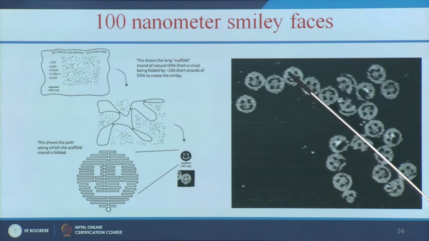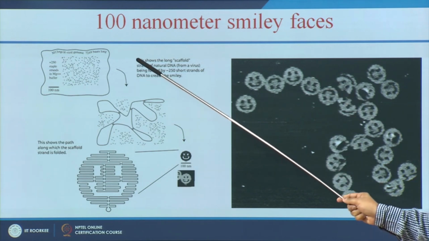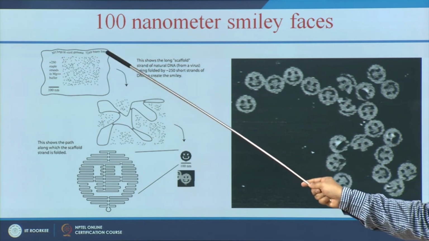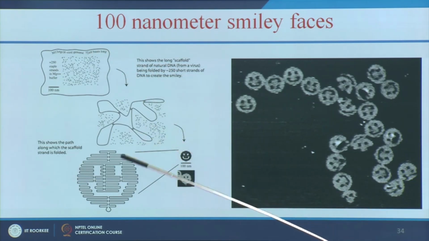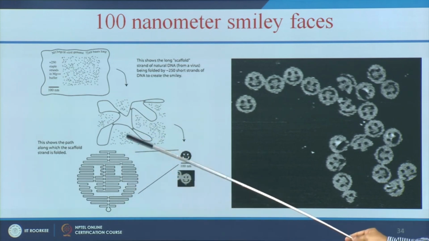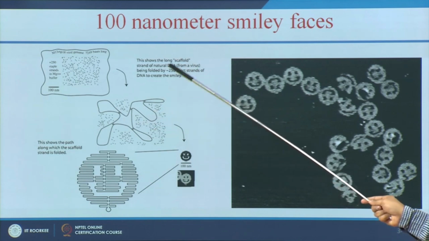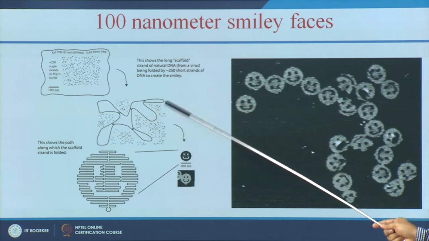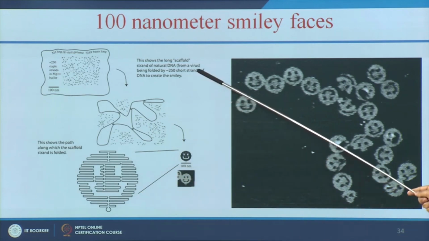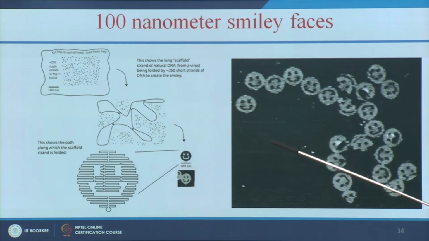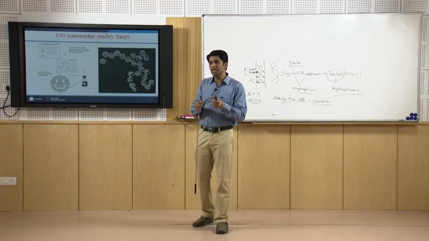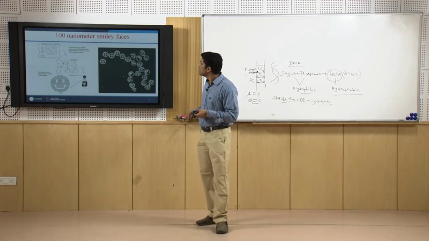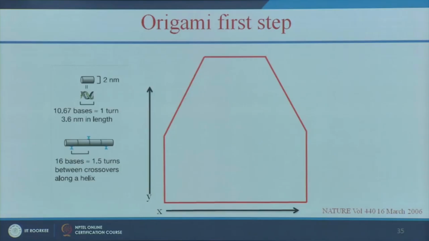Let us see how to make 100 nanometer smiley faces using DNA. Here we can use a viral genome which is 7249 bases long, and this viral genome will be folded into smiley structures using small strands. That means we are going to use more than 250 short strands to make this smiley structure. These short strands are also called staple strands. For example, if you want to staple a bunch of papers, you need a staple, right. Similarly, the DNA can be joined together using these short fragments of DNA, called staple strands.